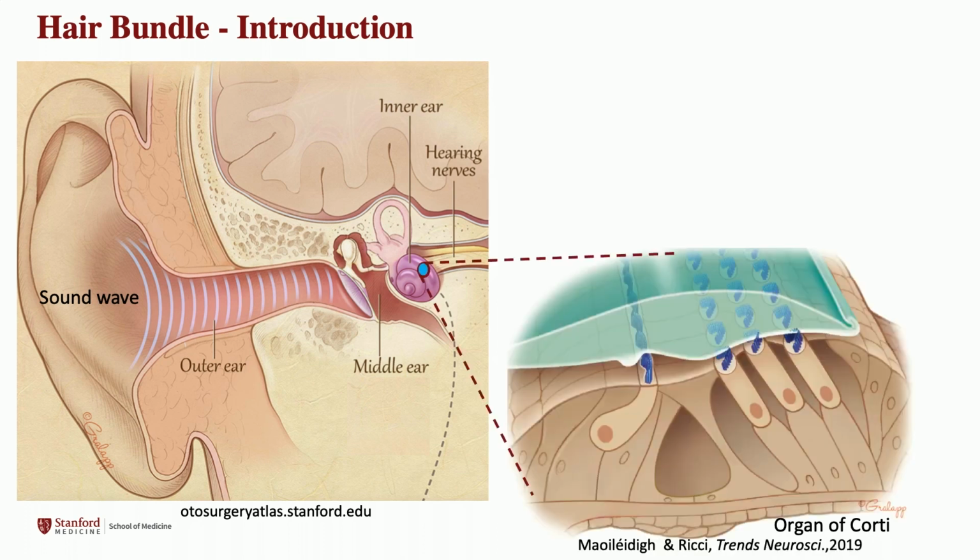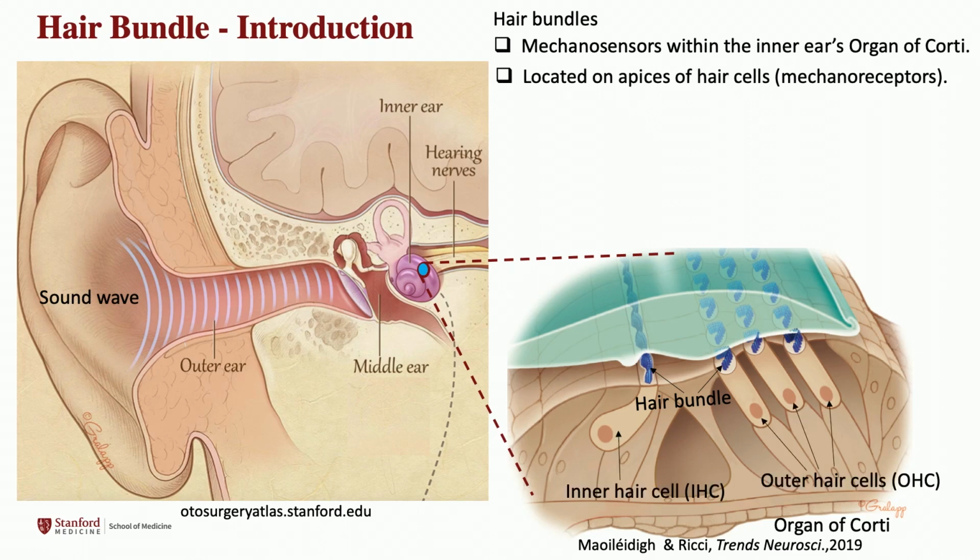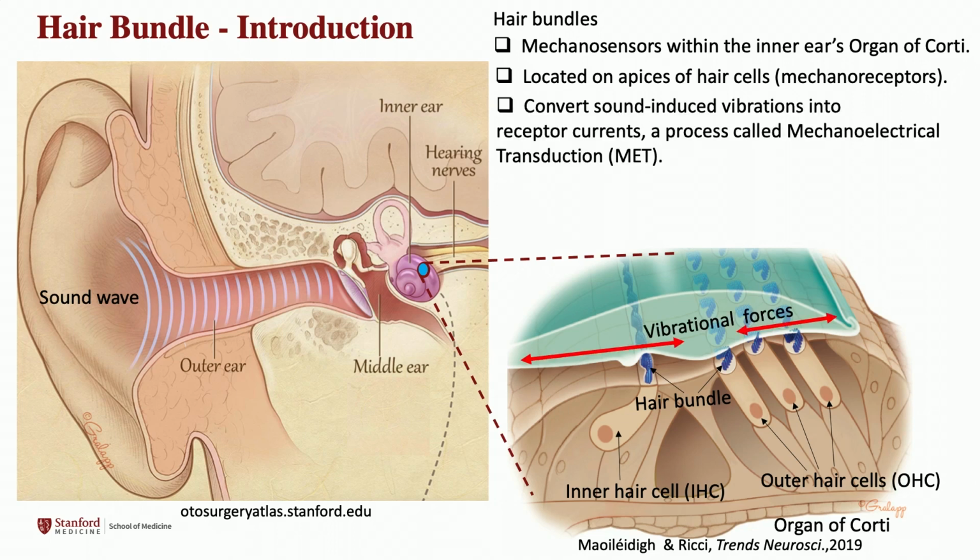Now this is a zoomed-in view of the organ of Corti, the sensory apparatus of the inner ear, and it highlights the hair bundles. The hair bundles are the mechanosensors within the organ of Corti, located on top of the hair cells, which are actually the mechanoreceptors, and they convert the sound-induced vibrational forces into receptor currents by a process called mechanoelectrical transduction.